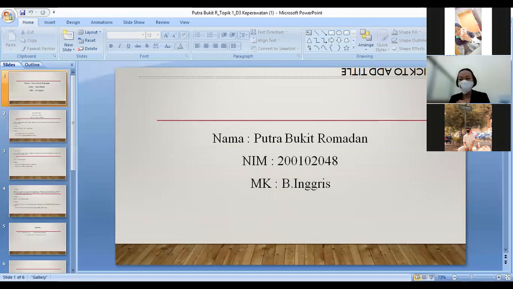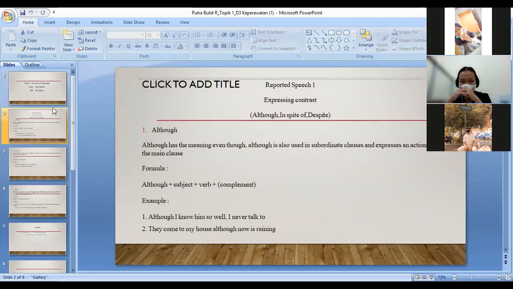Assalamualaikum warahmatullahi wabarakatuh. My name is Putra Bukit Ramadan. I'm going to tell you about expressing contrast: although, in spite of, and despite. One, although. Although means even though. Although is also used in subordinate clauses and expresses a contrast with the action in the main clause.